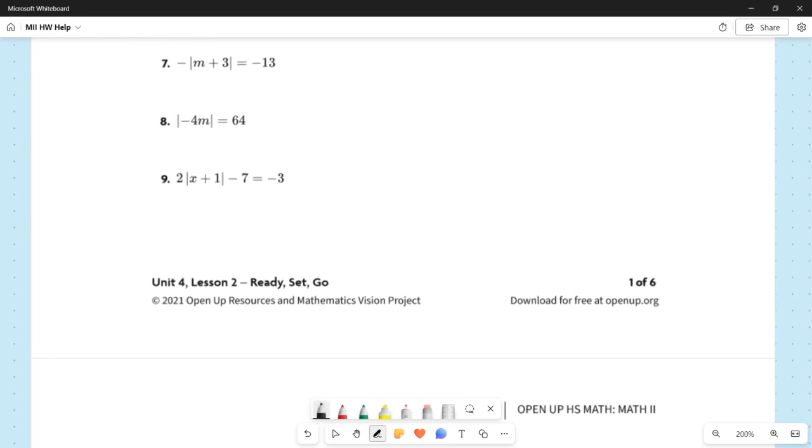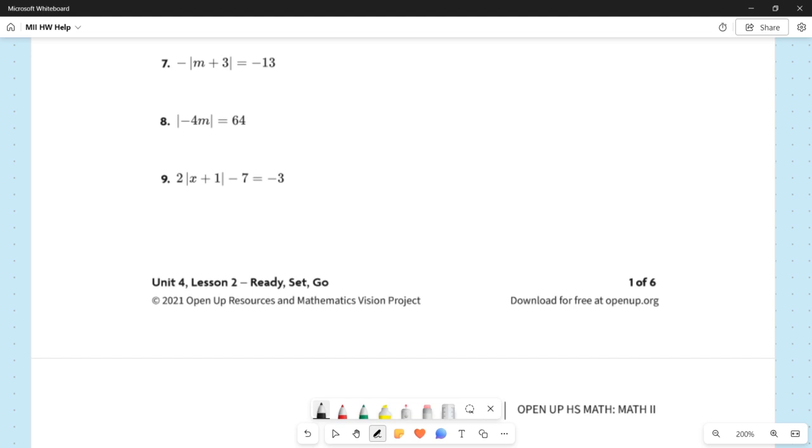Moving on to question 7. I have negative absolute value of m plus 3 equals negative 13. Just like with 4, I don't want to deal with the absolute value until it's completely by itself on one side of the equal sign. And it's almost by itself, but there's a negative in front.